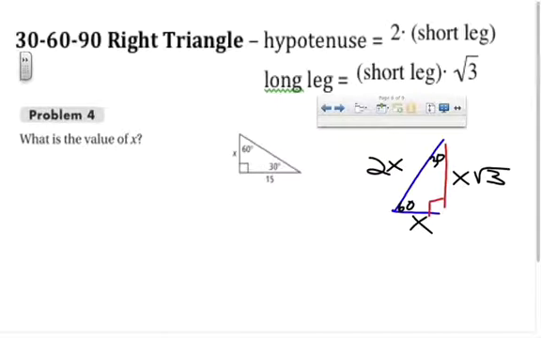So what are they giving you? What is that 15? Is it the short leg, the long leg, or the hypotenuse? It is the long leg. What are you being asked for? The short leg. Okay, so according to this, which is exactly what it looks like on the reference sheet, I'm trying to figure out what x is.